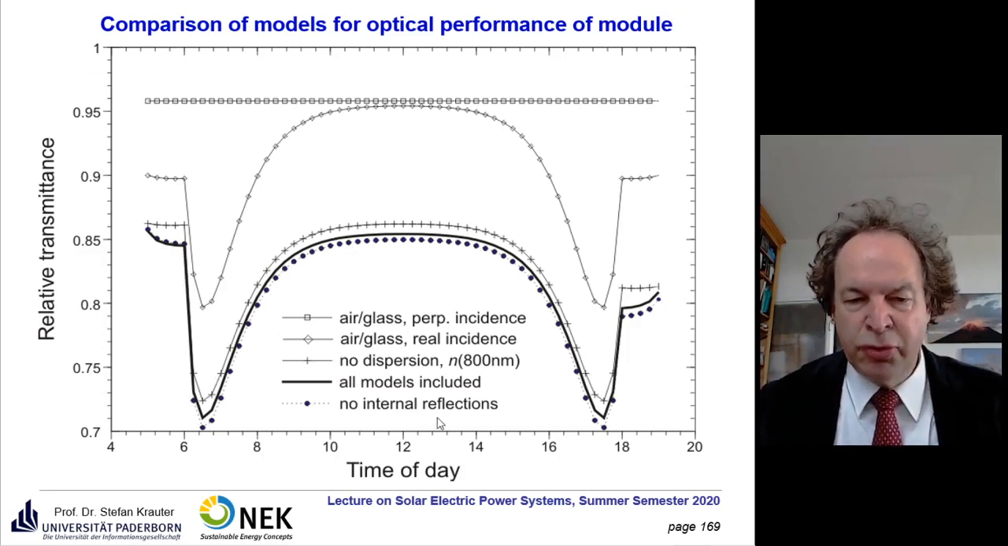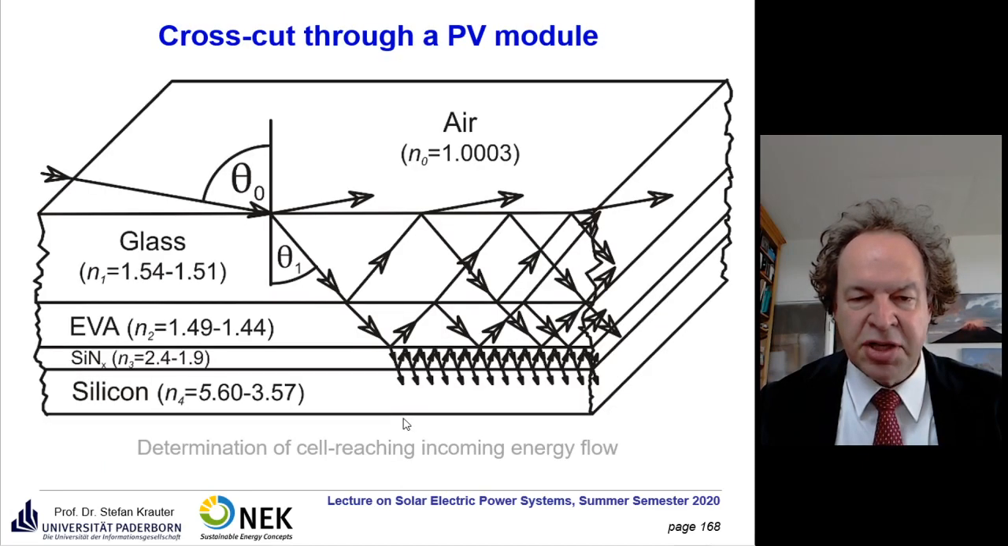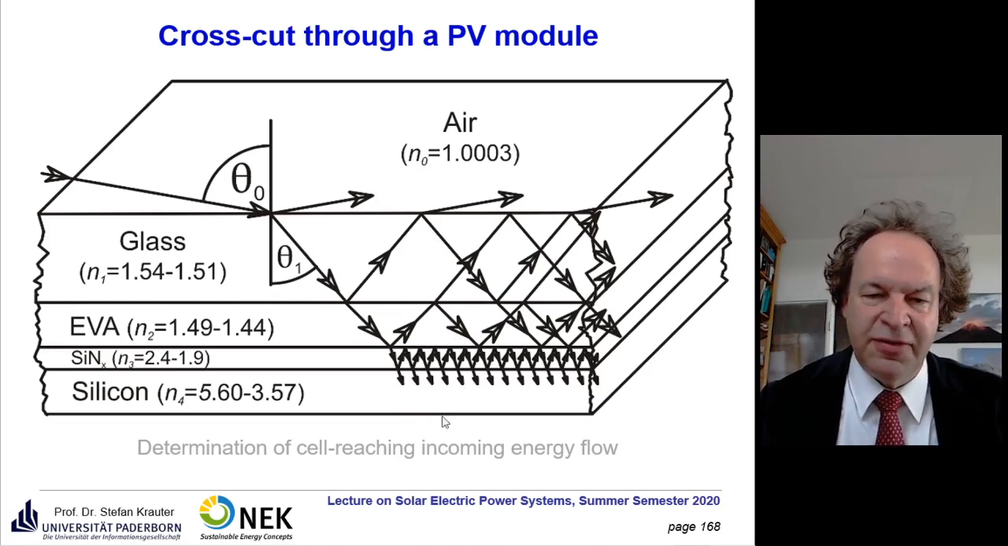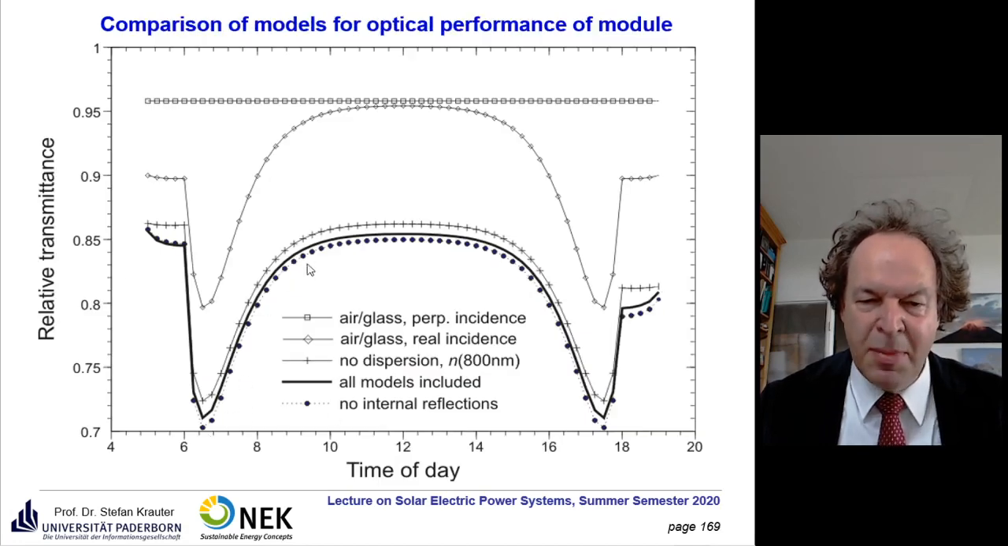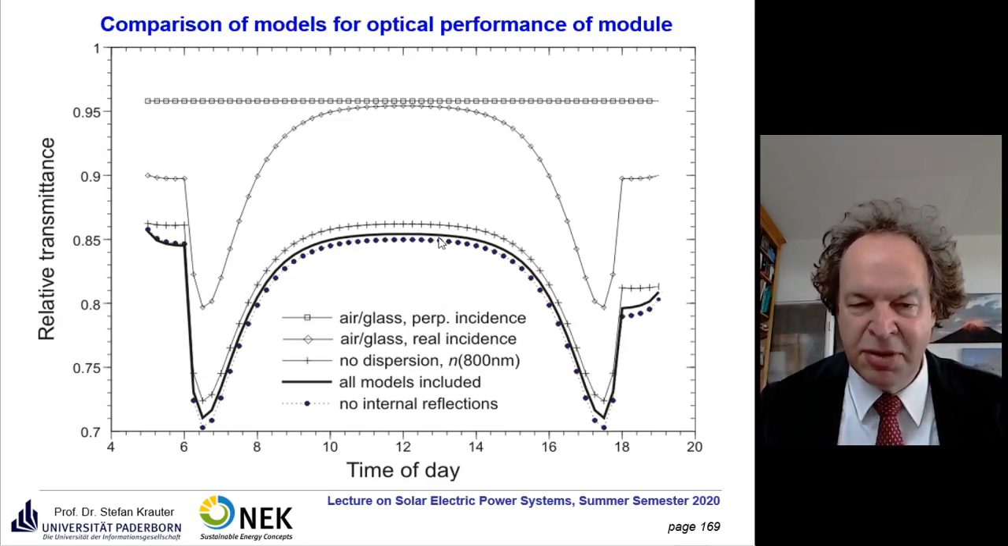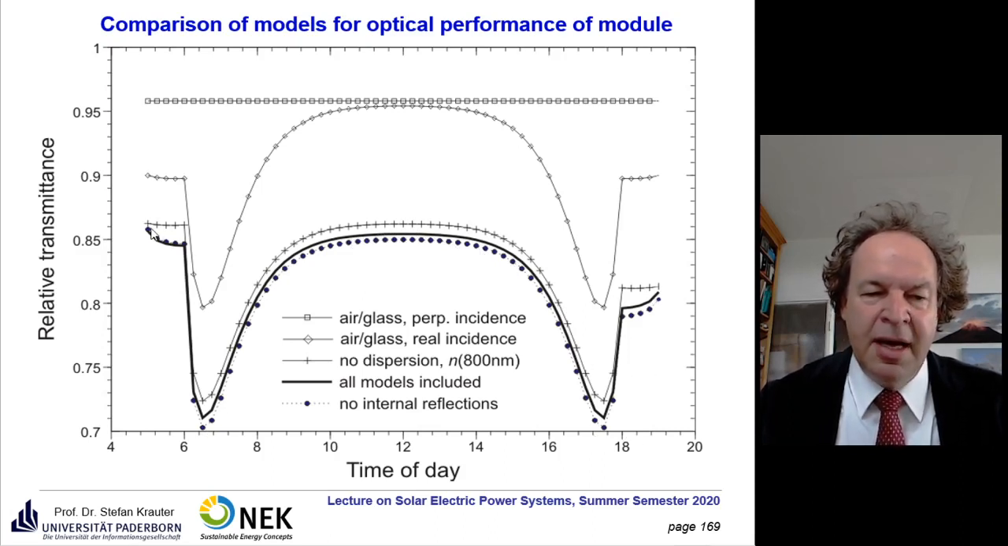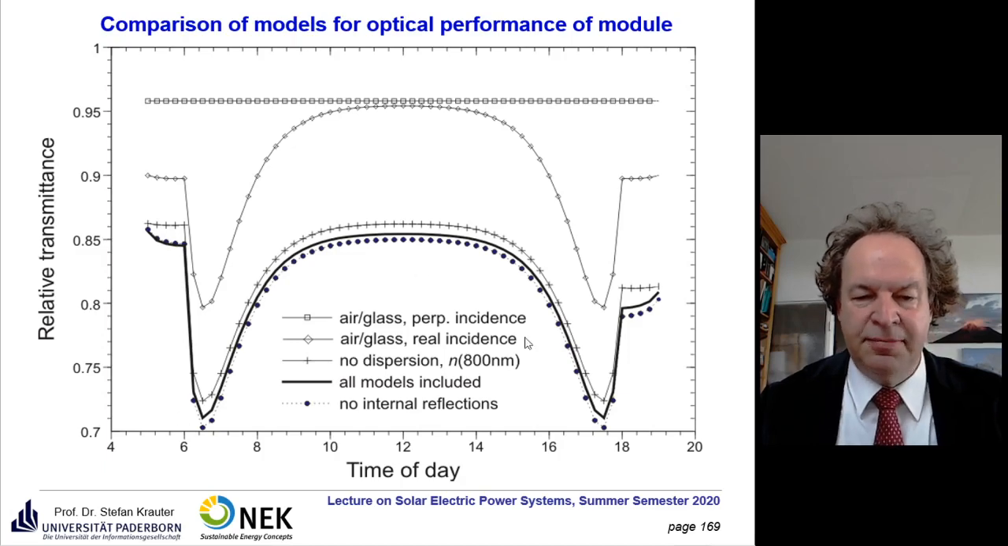And if you don't consider internal reflection, that means if you don't consider this re-reflection of the upper part of the modules, you underestimate the performance a little bit. It's not much, it's about 0.5%. But if you want to really be accurate, you can consider that and you arrive at this line, and so you can make a very accurate prediction of the incoming energy flow on the solar cell.